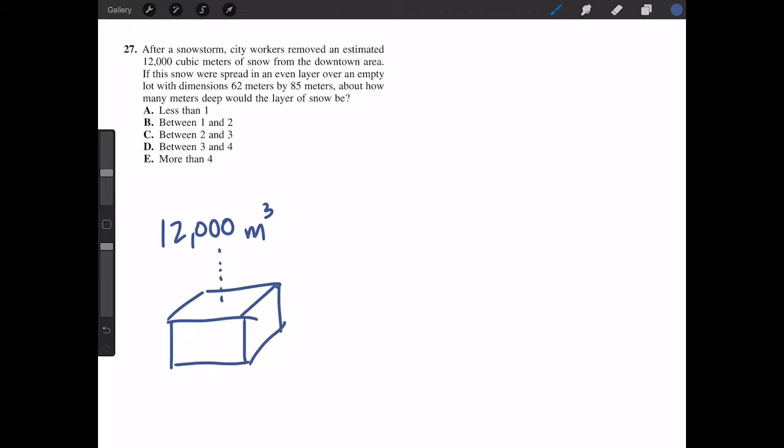So quickly, this is what's happening. First, we have 12,000 cubic meters of snow. In other words, this is a volume measurement. So we know that we have this amount of snow somewhere. And they're asking us if we were to spread this evenly in a lot that measures 62 by 85. So let's say it's something like this. So this is 62 meters and this is 85 meters. What would be the depth of the snow?